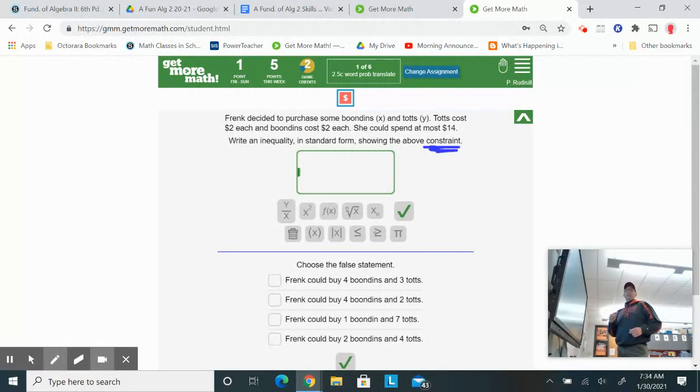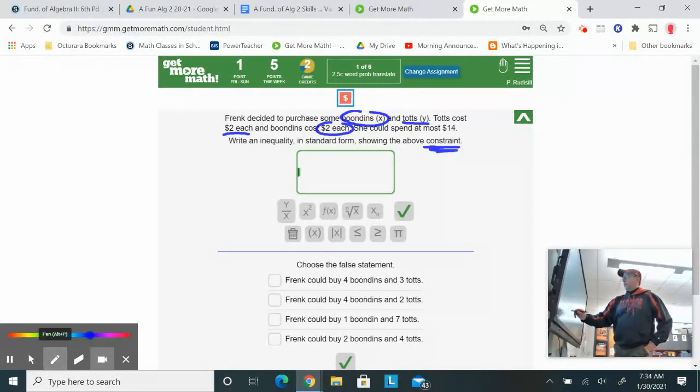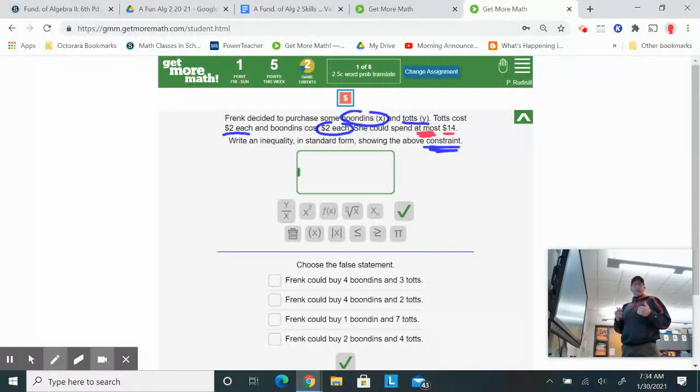So let's read it again and do some highlighting. Frank decided to purchase some Boondins. So the Boondins are the X and the tots are the Y's. You could change colors if you want. I'll circle the Boondins, the X's. The tots, which are the Y's, cost $2 each, so I'll underline that. And the Boondins cost $2 each. That kind of makes it easier because each are $2. And she could spend at most, so I'm going to change my color for this, at most $14. So she must have like $14 in her pocket. She can't spend more than that, but she could spend less than or equal to.